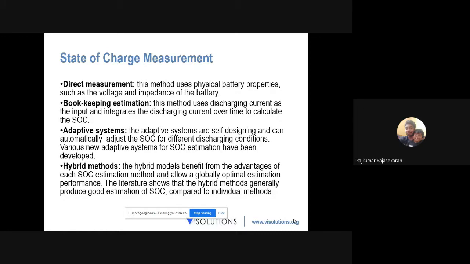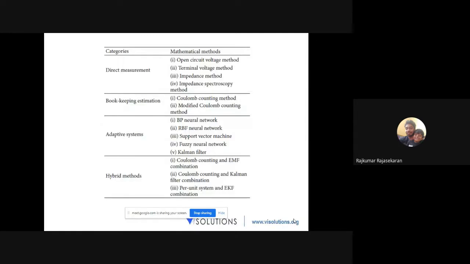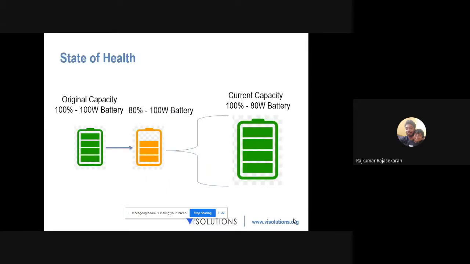So there are plenty of ways to measure the SOC. And even in these categories, we have several other methods, which will be predominant in understanding and identifying what type of component it is. And state of the health. That is for state of the charge.